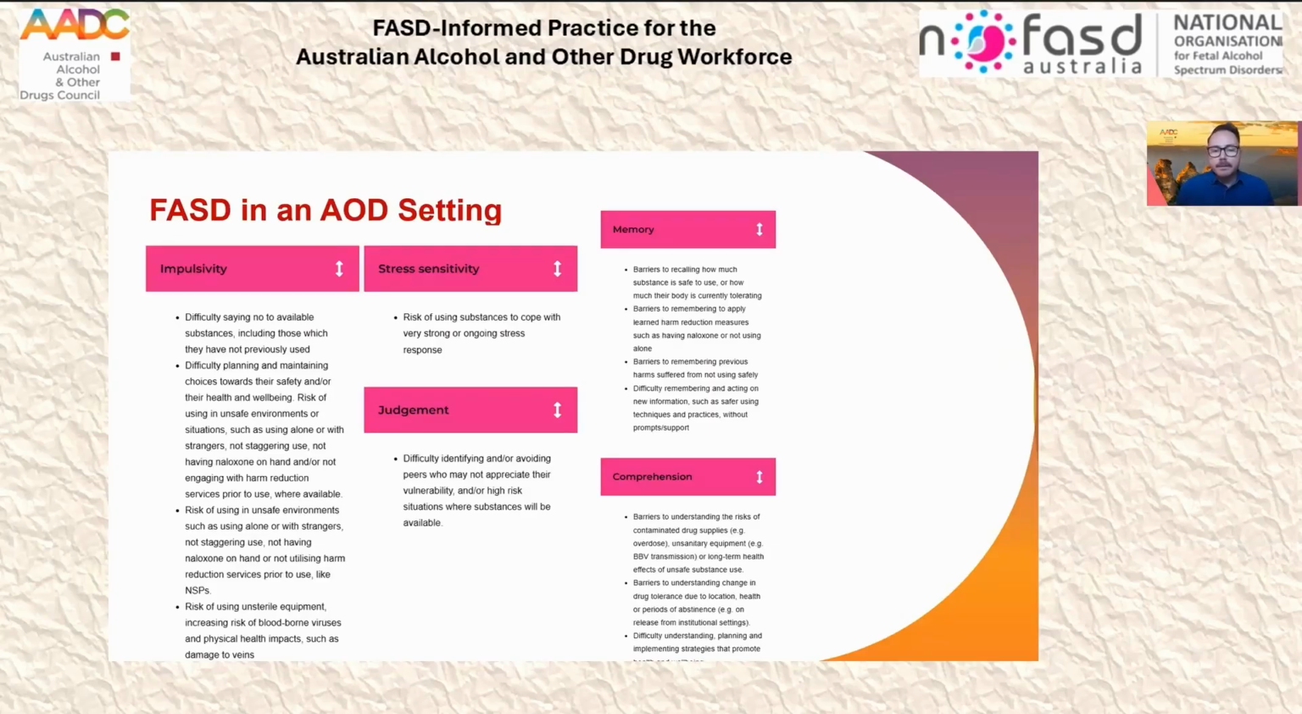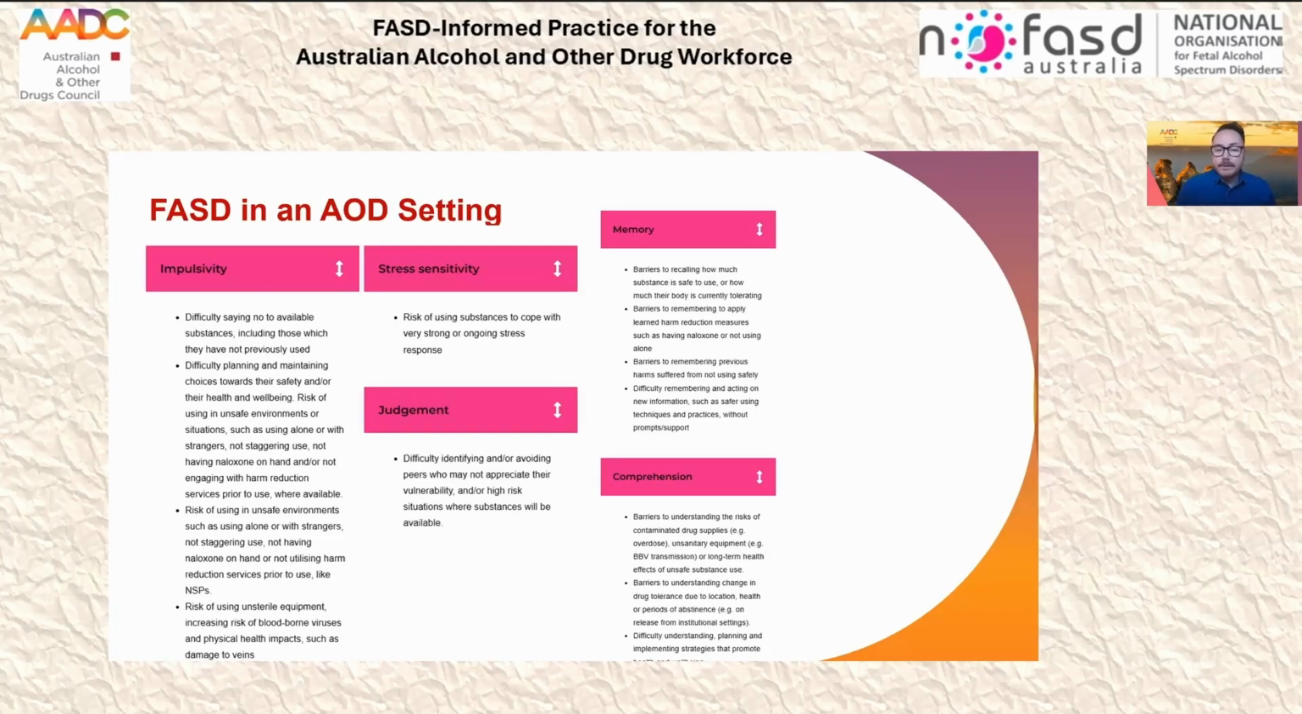So firstly, people with FASD can be very impulsive. So in our settings, that might mean that somebody has difficulty saying no to a substance that they've been offered. They might have difficulty planning and maintaining choices that support their safety and well-being, like, for example, not using alone, not staggering use, not having naloxone nearby. So this makes the implementation of harm reduction information and harm reduction practices really challenging.